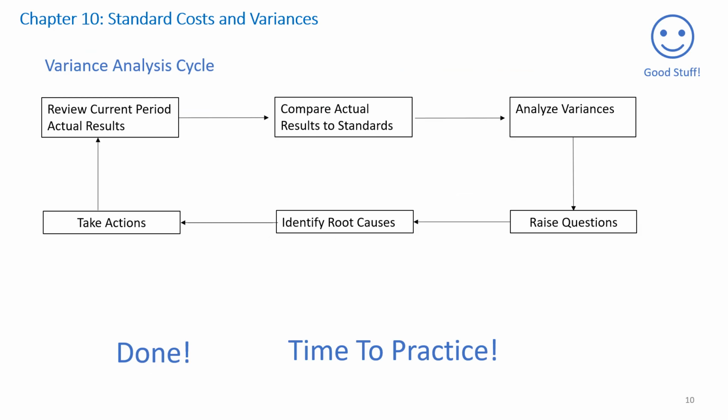This slide illustrates the variance analysis cycle. As you can see, the process starts with current operations, followed by reports showing actual results compared to standards which have been set. Variances are identified and analyzed. Questions are raised, root causes are identified, and actions are taken. This process never ends.